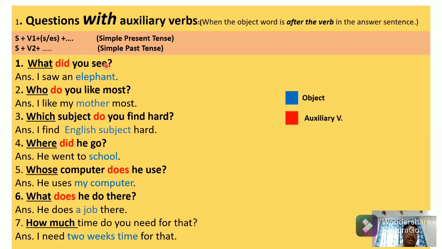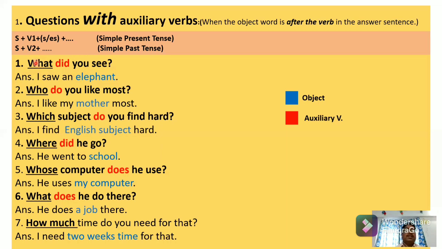What did you see? The answer may be, or could be, I saw an elephant. I saw a dog. Yes. So here I is the subject, saw is the main verb, an is an article, and elephant is the object. So what did you see? I saw an elephant. So the question word what is functioning as what? It is functioning as the subject and not as an object.